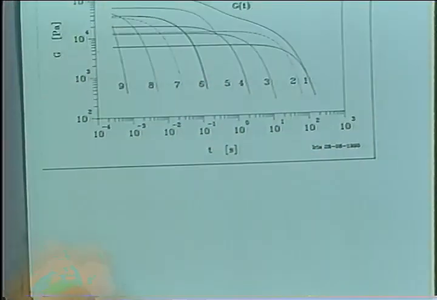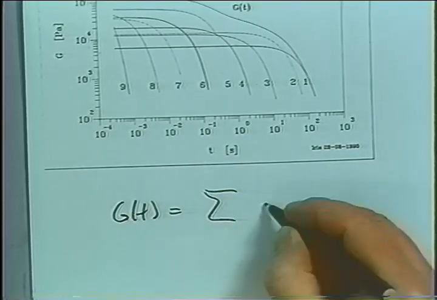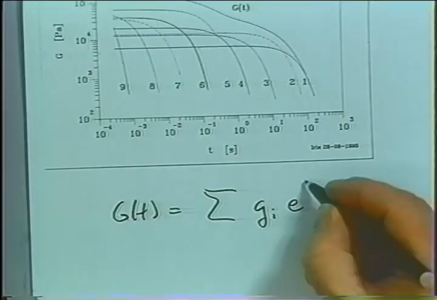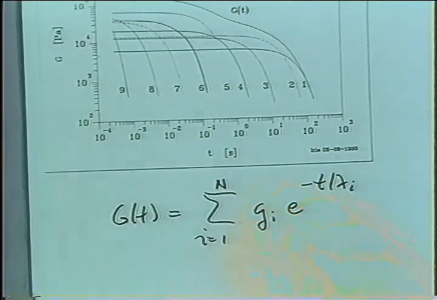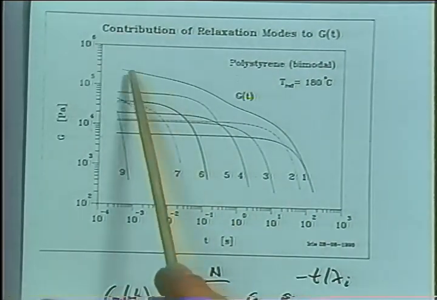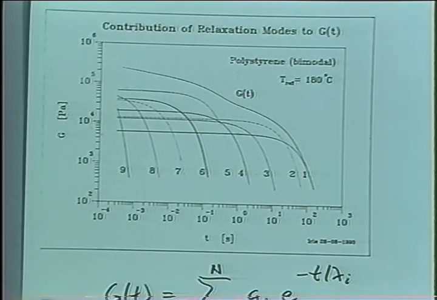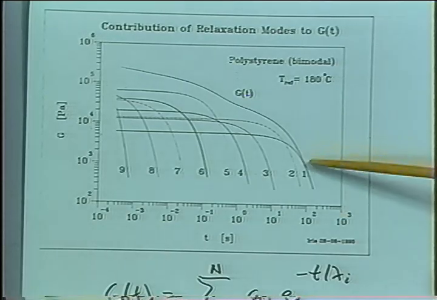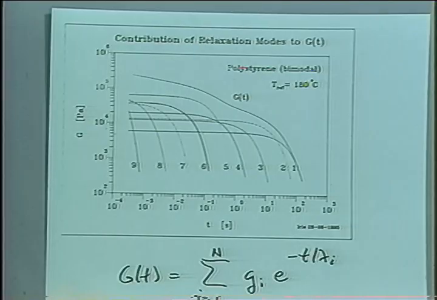From that, having determined the spectrum, we automatically have the relaxation modulus, because remember the relaxation modulus is given as the sum of the Maxwell modes, G_i e to the minus t over lambda_i, i equal 1 to n. And we can calculate the relaxation modulus as the sum of those terms, without even having measured it.